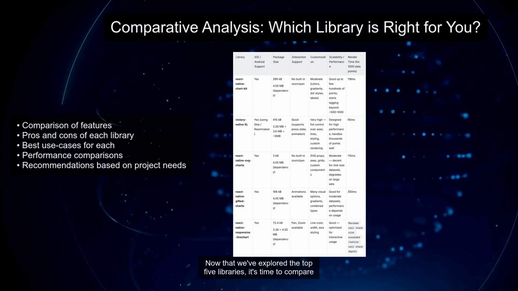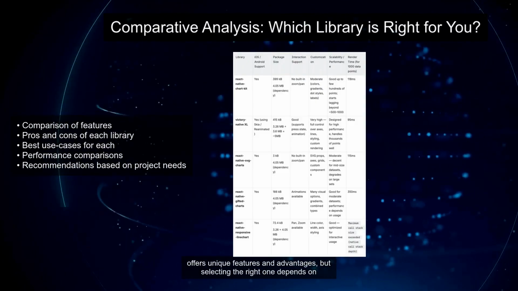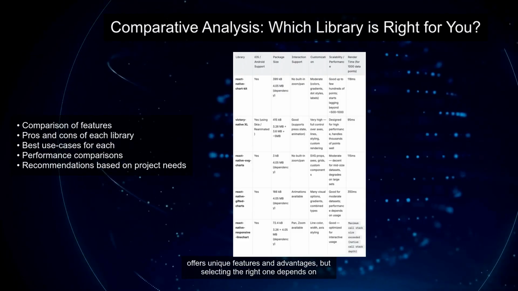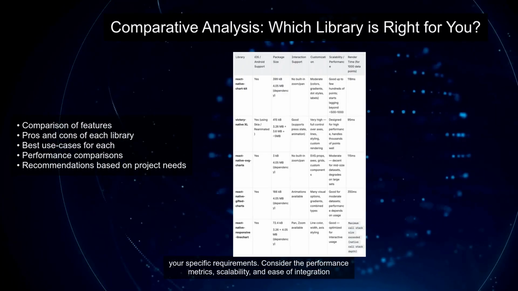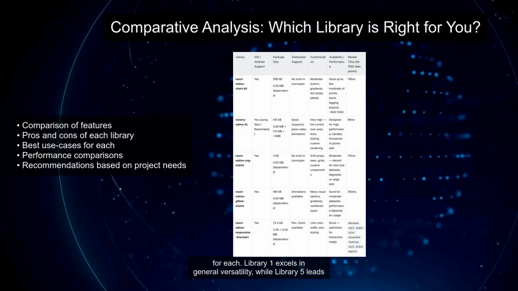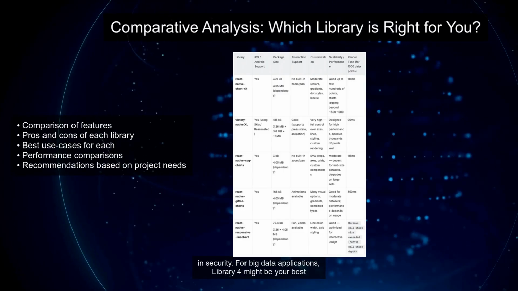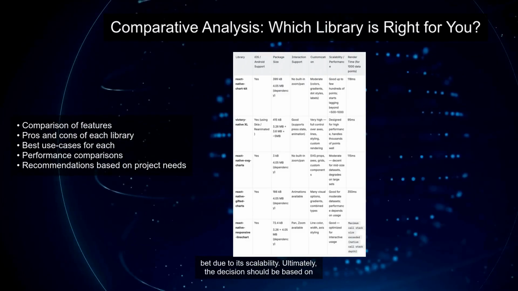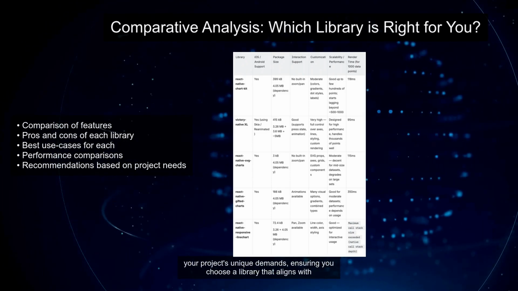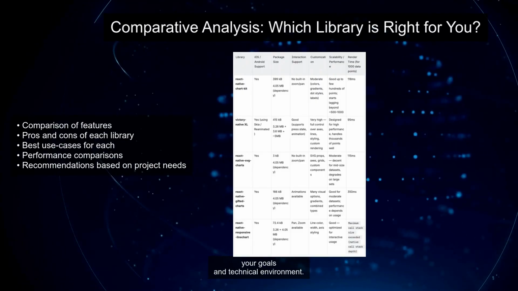Now that we've explored the top 5 libraries, it's time to compare them and determine which one best suits your project needs. Each library offers unique features and advantages, but selecting the right one depends on your specific requirements. Consider the performance metrics, scalability, and ease of integration for each. Library 1 excels in general versatility, while Library 5 leads in security. For big data applications, Library 4 might be your best bet due to its scalability. Ultimately, the decision should be based on your project's unique demands, ensuring you choose a library that aligns with your goals and technical environment.